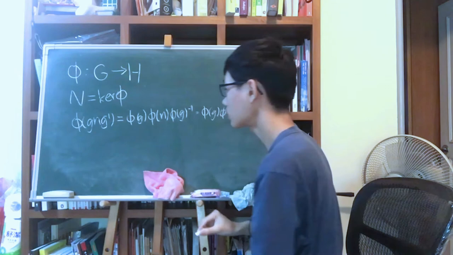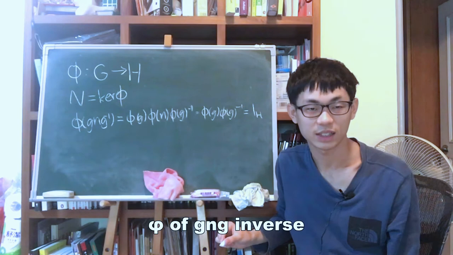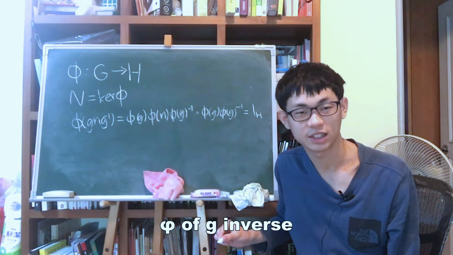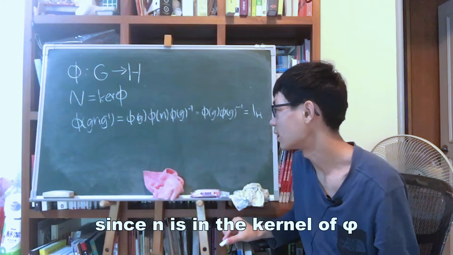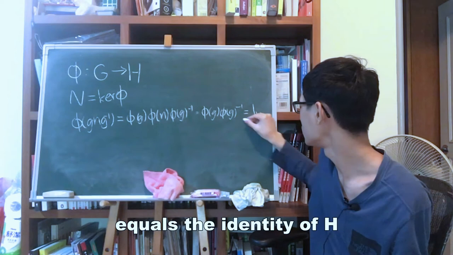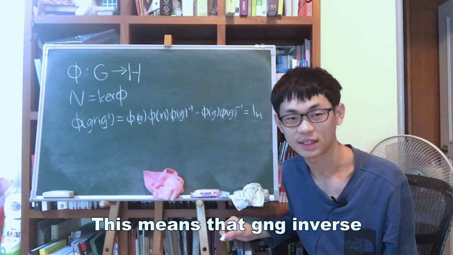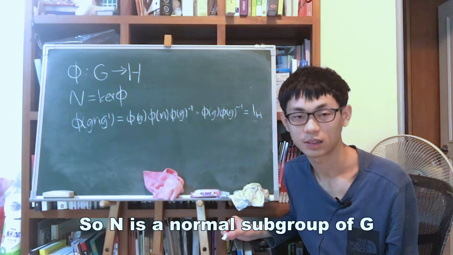For all g in G and n in N, phi of g n g inverse equals phi of g, phi of n, phi of g inverse, since phi is a homomorphism. Now, phi of n is the identity, since n is in the kernel of phi. So this equals phi of g, phi of g inverse, which equals the identity of H. This means that g n g inverse is in the kernel of phi. So N is a normal subgroup of G.